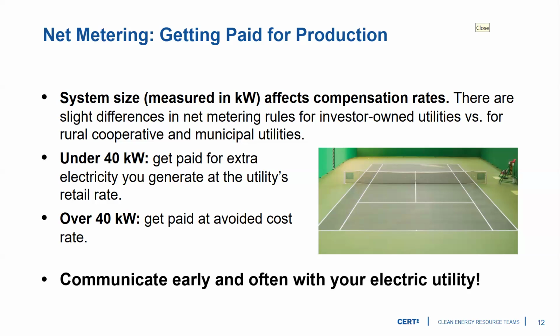There are some slight differences in net metering rules for investor-owned utilities like Minnesota Power, Xcel, and Otter Tail Power, as opposed to rural cooperative and municipal utilities. But in both cases, 40 kW is an important number to know. The other thing to remember is that it's really important to communicate early and often with your electric utility if you're thinking about solar, so that you can be sure you understand their policies around things like incentives or grid access fees or a variety of other things. But key point, communicate early and often if you're thinking about solar.